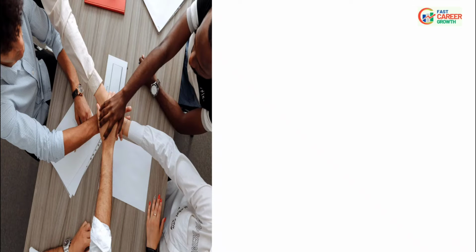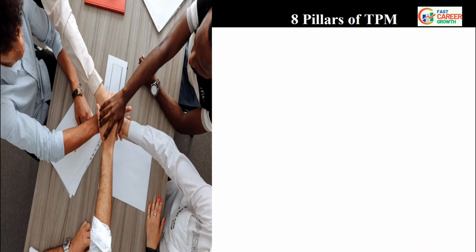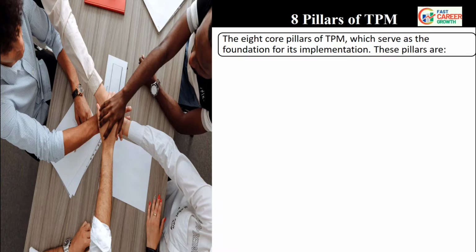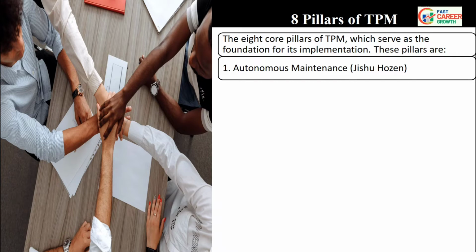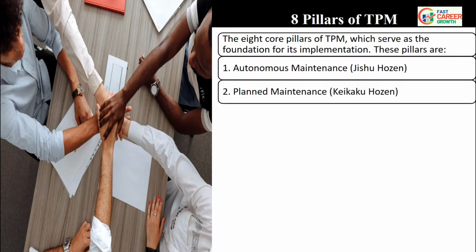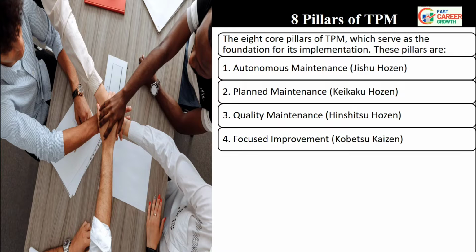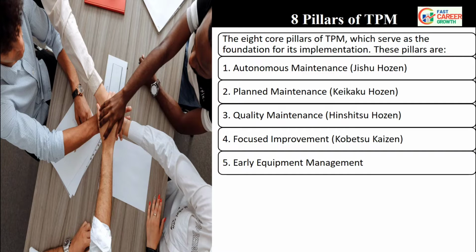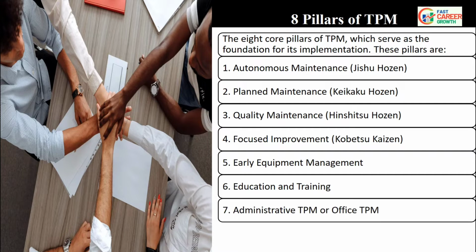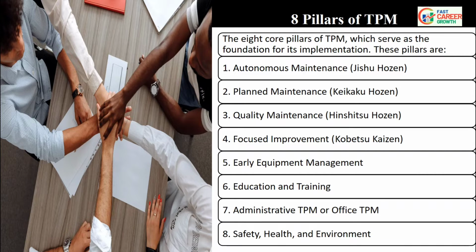Next is Pillars of TPM. The 8 core pillars of TPM, which serve as the foundation for its implementation, are Autonomous Maintenance or Jishu Hosen, Planned Maintenance or Kikaku Hosen, Quality Maintenance or Hinshitsu Hosen, Focused Improvement or Kobetsu Kaizen, Early Equipment Management, Education and Training, Administrative TPM or Office TPM, Safety, Health, and Environment.